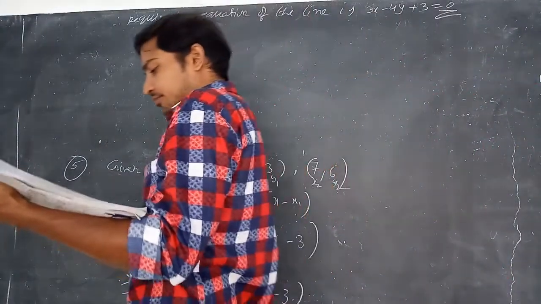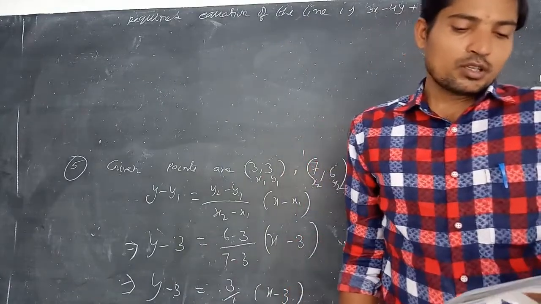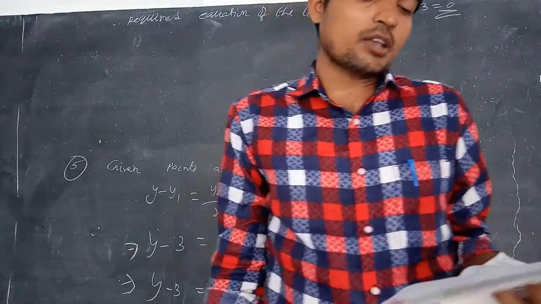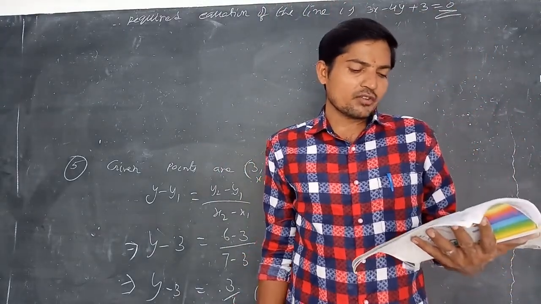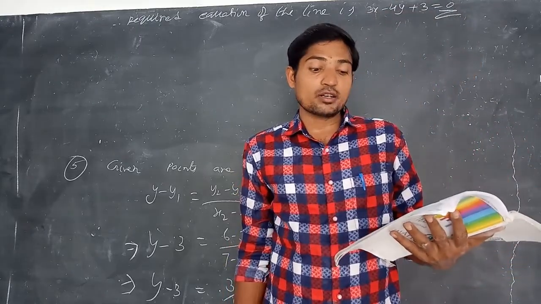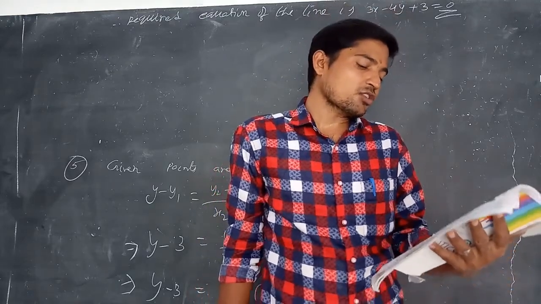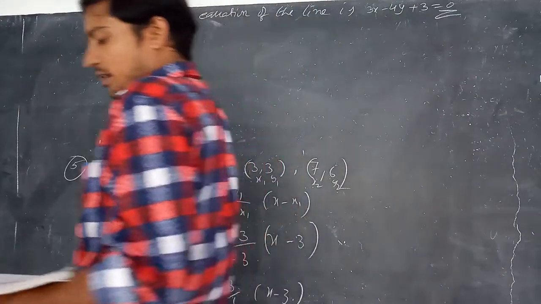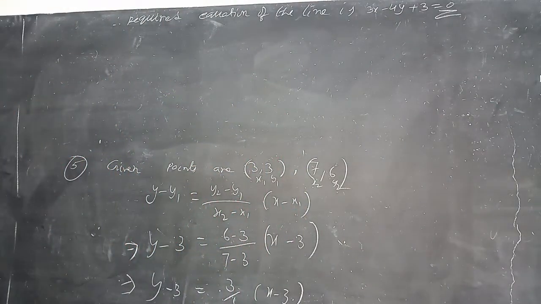Next, equation of a line parallel to 2x plus 3y plus 6 equal to 0 and passing through 3 comma minus 2. The equation of a line parallel to ax plus by plus c equal to 0 and passing through x1 y1 is a into x minus x1 plus b into y minus y1 equal to 0. So second statement is false. Let us verify the first statement is true or false.